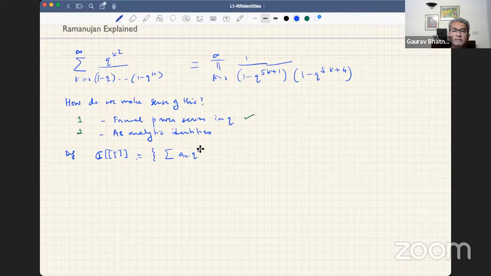So where a_k belongs to complex numbers, and q is like x. I mean, these are like infinite polynomials. This is formal power series, and you can define a plus on them.